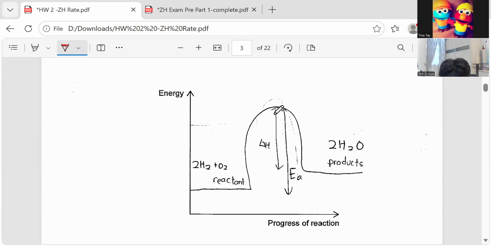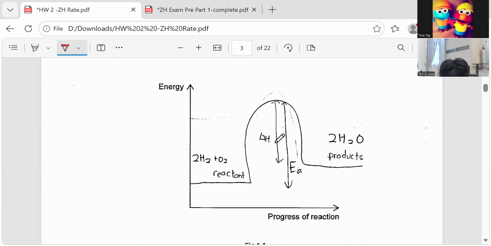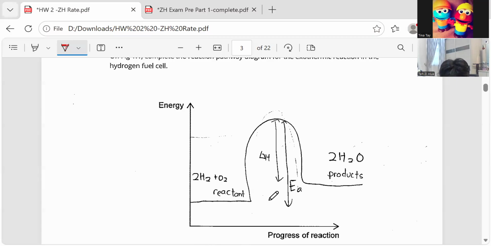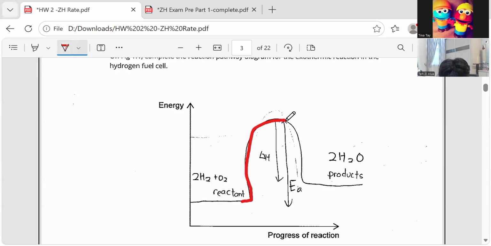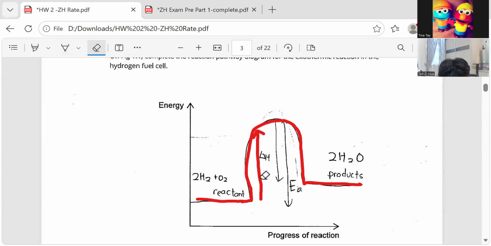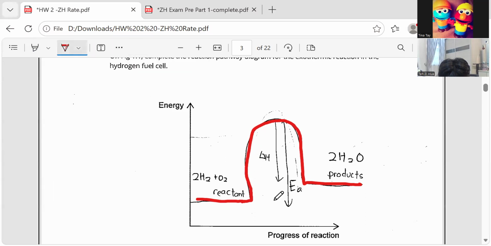If you want to draw, can you draw up and down like that? That doesn't make sense, right? Yeah. It doesn't make sense. And your arrow also wrong. This whole thing is wrong. Okay, I draw for you in red. You see, this is exothermic. Correct, like this. Your activation energy must be here to here. That is your EA. From here to here is EA.